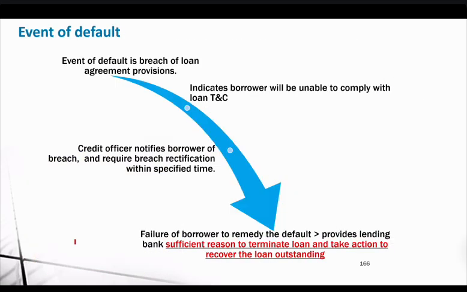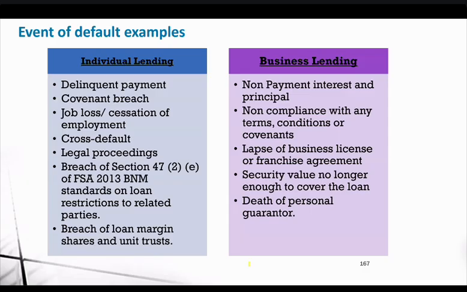Now, here is event of default. I mentioned earlier, there's the breach of terms and conditions. And if they cannot rectify the breach, you have sufficient reason to terminate the loan and say, I want my money back. And these are the examples of event of default from an individual and business lending perspective.